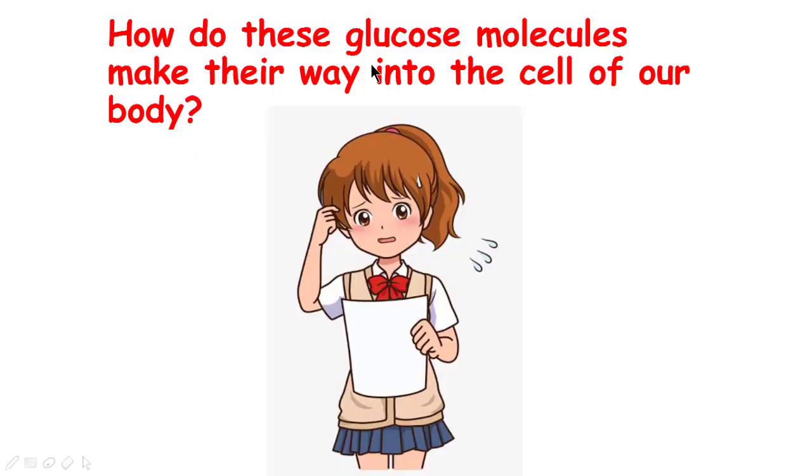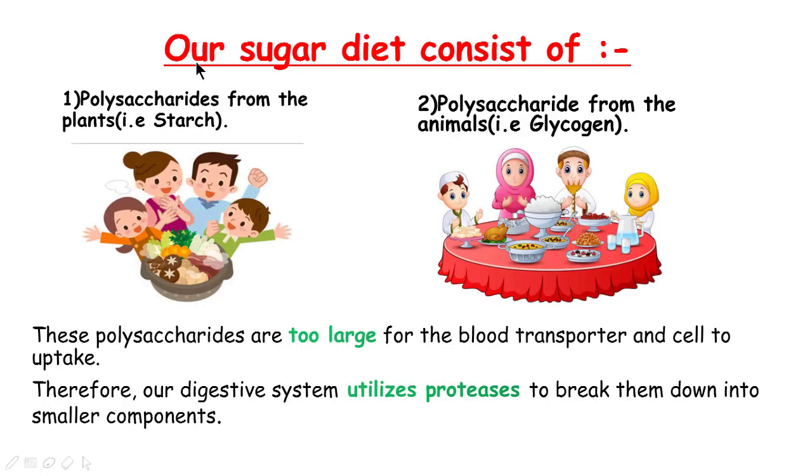How do these glucose molecules make their way into the cell of our body? Our sugar diet consists of polysaccharide from the plants in the form of starch and the polysaccharide from the animal in the form of glycogen. Means we used to eat the vegetables, from them we get the starch. And when we eat chicken, fishes and beef, we get the glycogen.